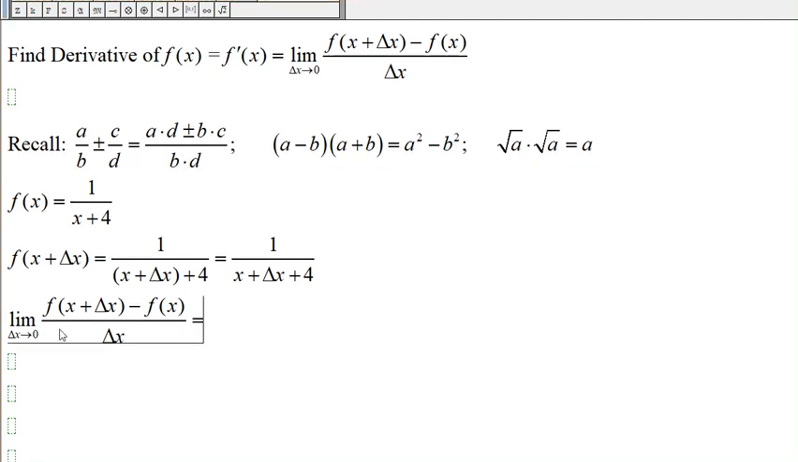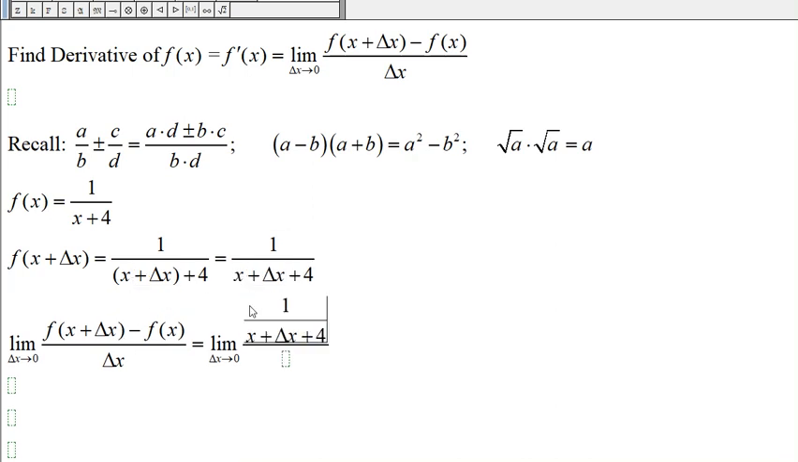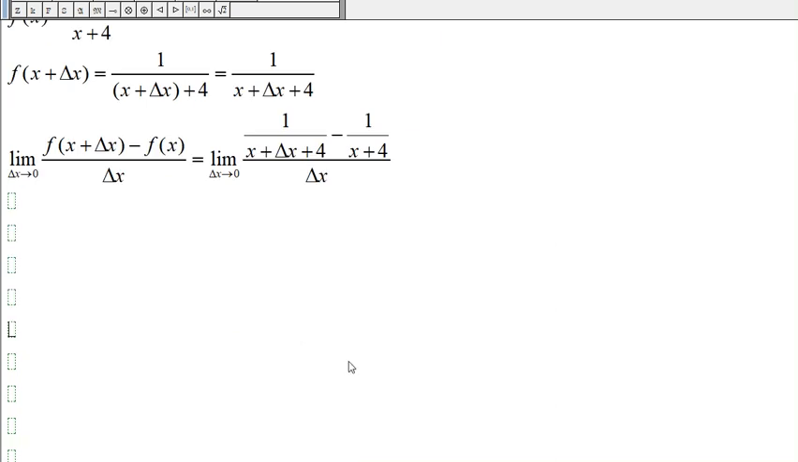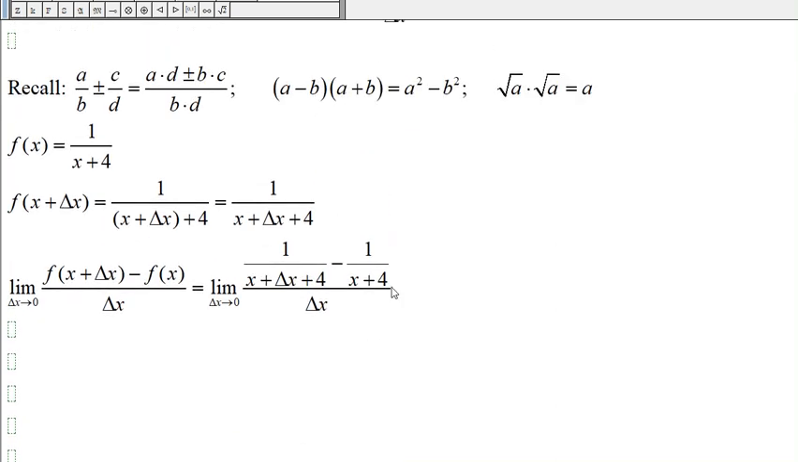And so here we have the limit, and then in the place of f of x plus delta x, we have 1 over x plus delta x plus 4, and then minus 1 over x plus 4. And then delta x is just delta x. And the next thing we need to do is combine these two expressions right here.